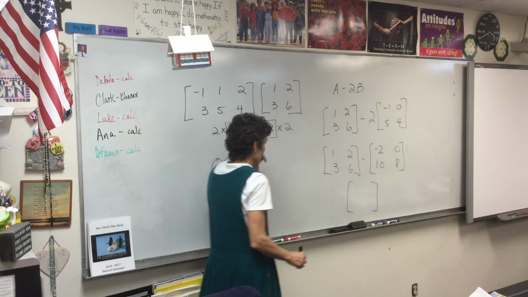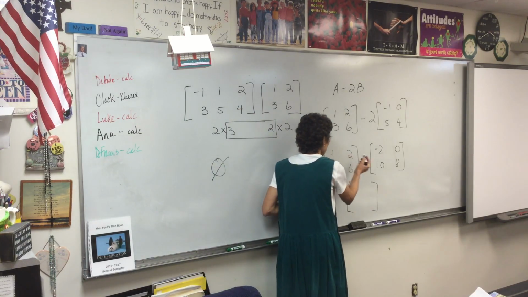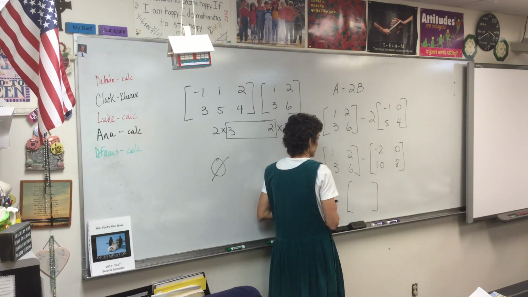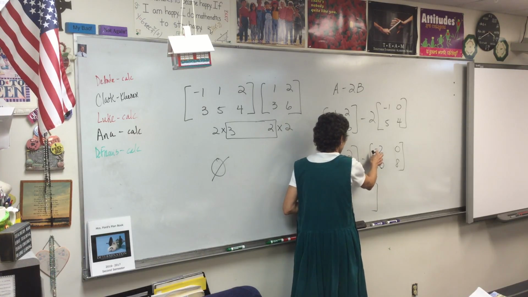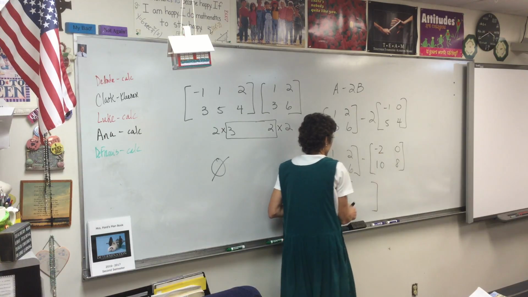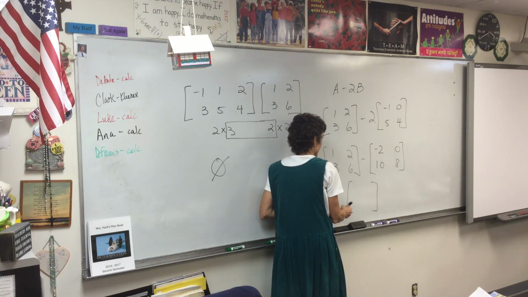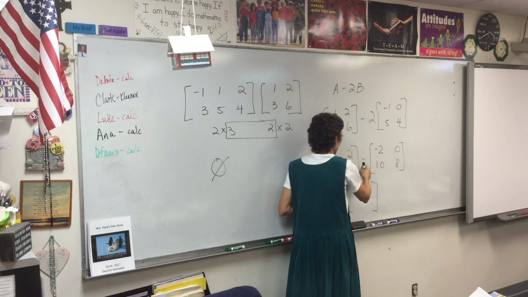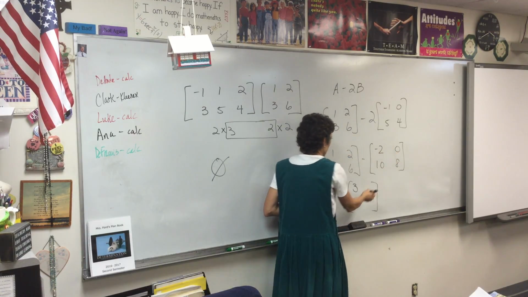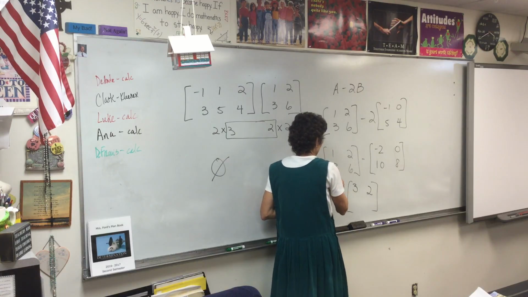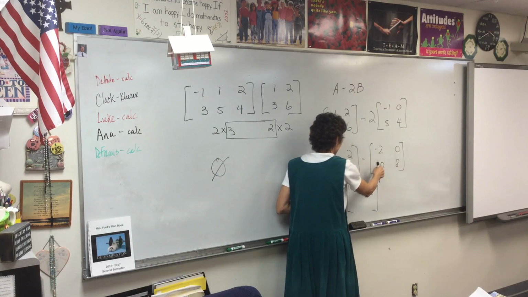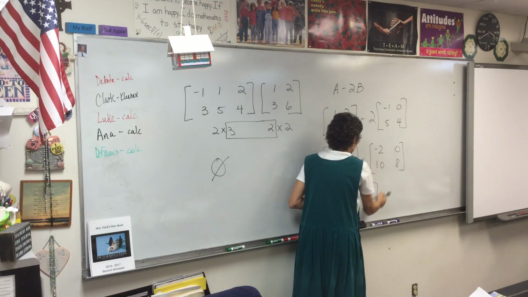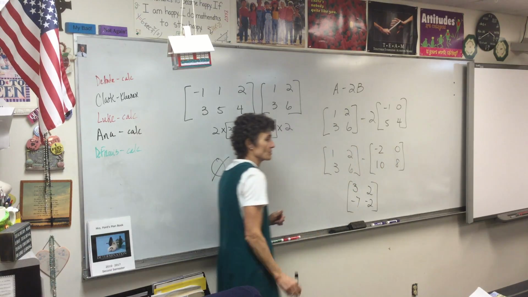So here I go. 1 minus -2. What's 1 minus -2? 3. Thank you. 2 minus 0. 2. 3 minus 10. -10. 6 minus 8. And there's the answer to the question.